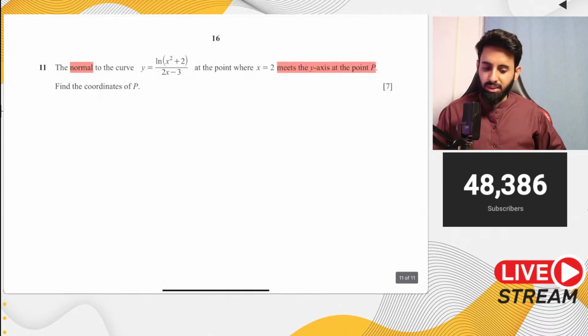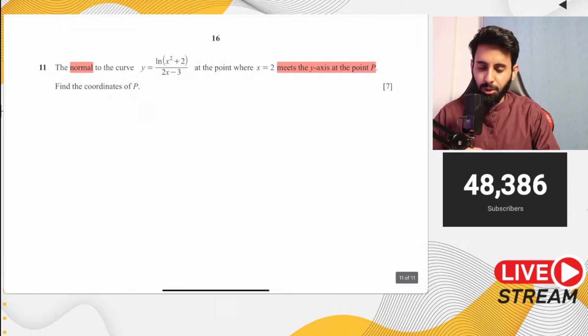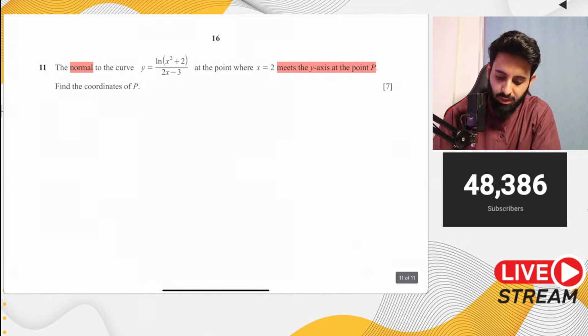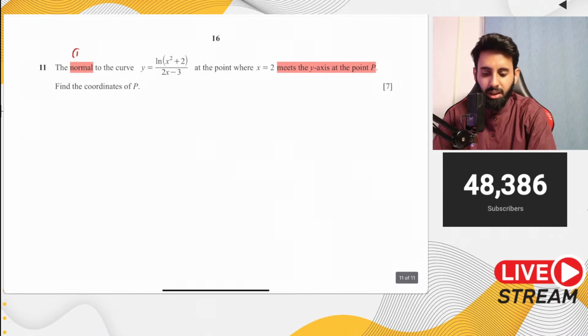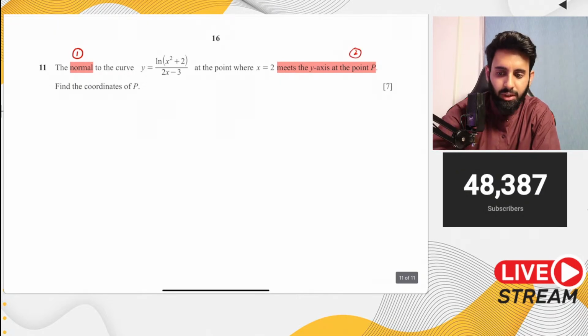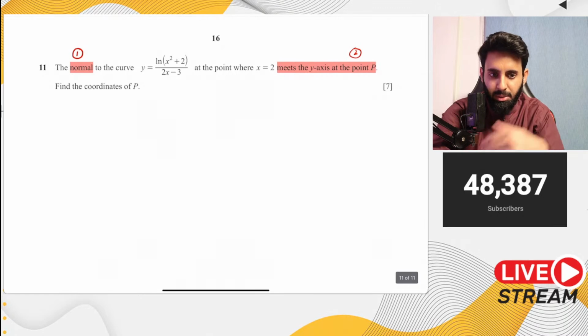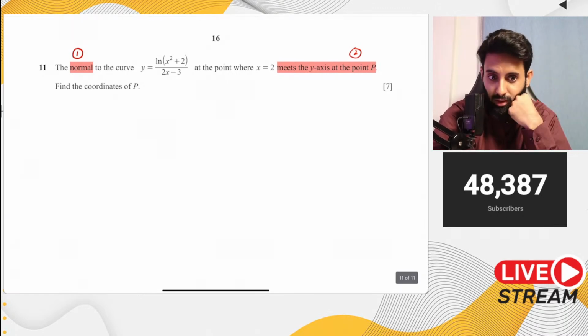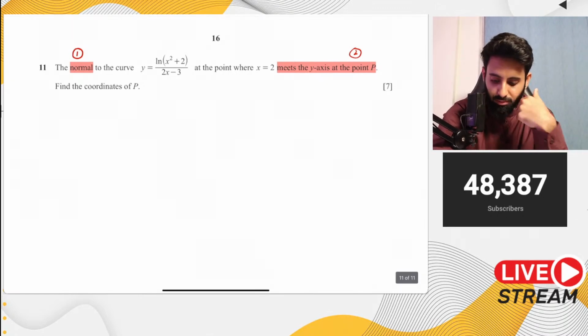Okay. Remember setting up small and new objectives for yourself. So what's the first new objective? The first new objective is to find out the normal to the curve. Then obviously you have another objective, and that is you are going to find out the point where the normal to the curve meets the y-axis. So this 1 and 2 are basically the step-by-step working that we need to do in order to find out the coordinates of P.